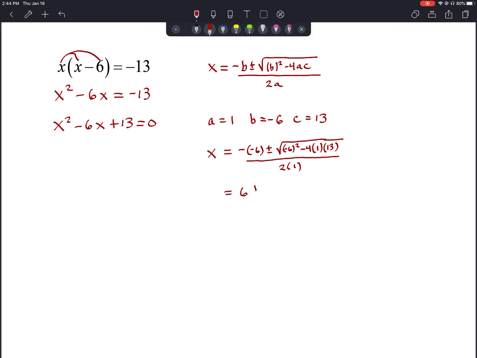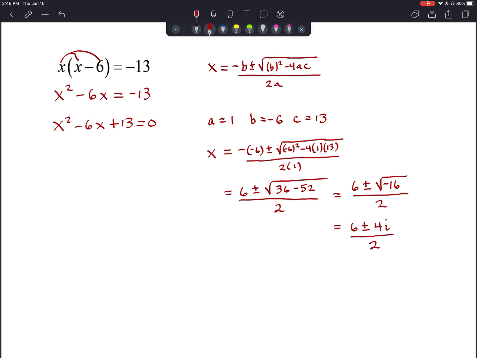So that ends up being 6 plus or minus, and then inside the square root, we should have a 36 minus, what is that, 52? And as we go through and simplify that part of it there, that should give us a 6 plus or minus the square root of negative 16 all over 2. Well, now, instead of saying no solutions, we have the ability to take the square root of negative 16, and we know that this is going to be 6 plus or minus 4i all over 2.